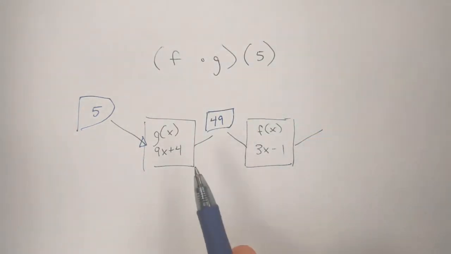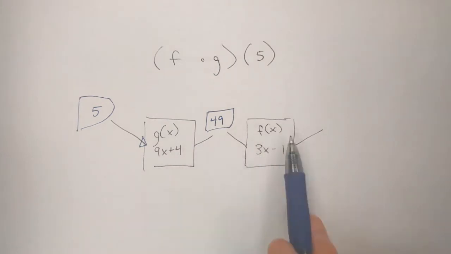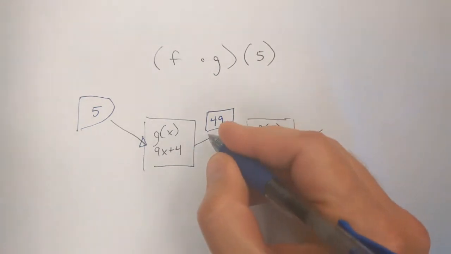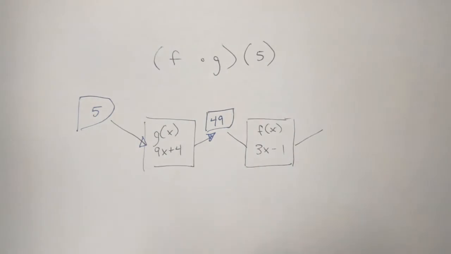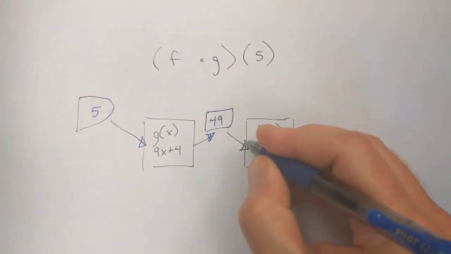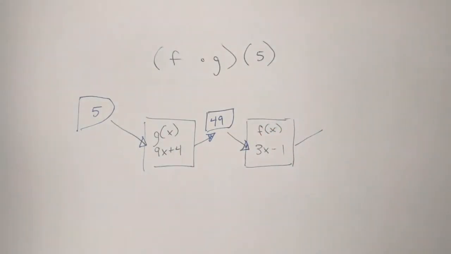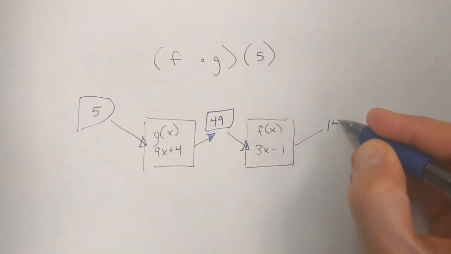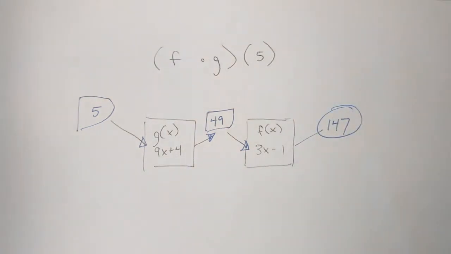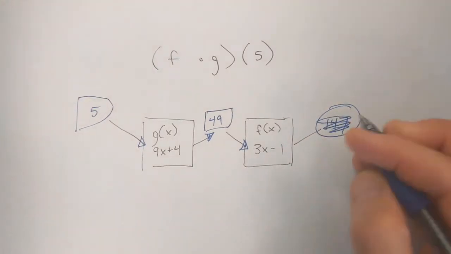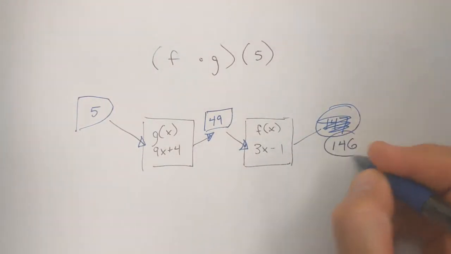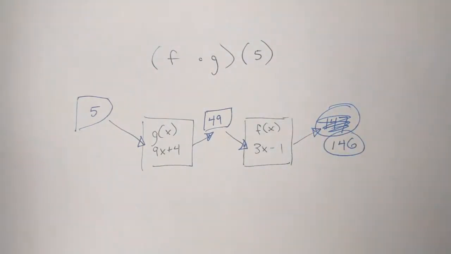But then with the composition, imagine that these two machines have been hooked up, maybe via a conveyor belt, and that whatever comes out of this machine g goes directly into the second machine called f. And the second machine, whatever number you input into it, multiplies it by 3 and subtracts 1. We get this final product of 146. That's how a composition works.